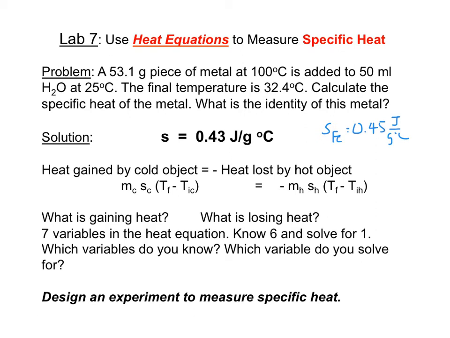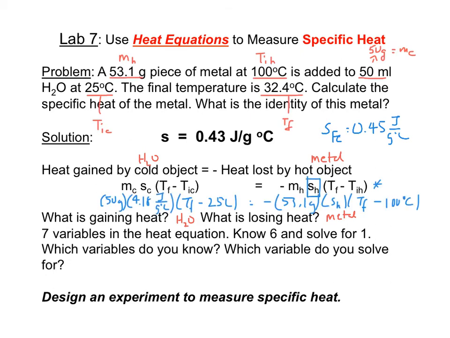To calculate specific heat, first identify what's gaining heat and what's losing heat. Then identify the variables you know. Finally, plug those values into this equation and solve for SH.